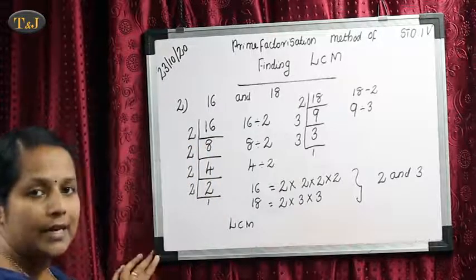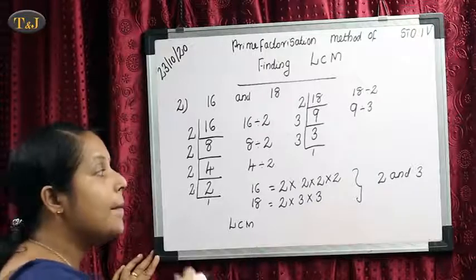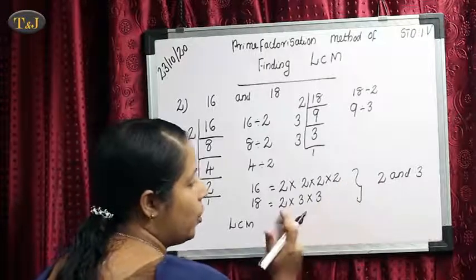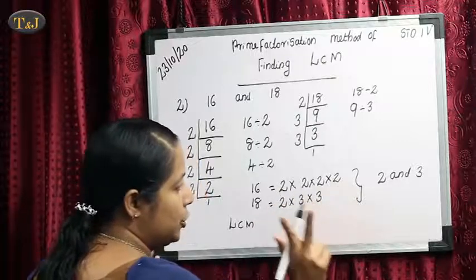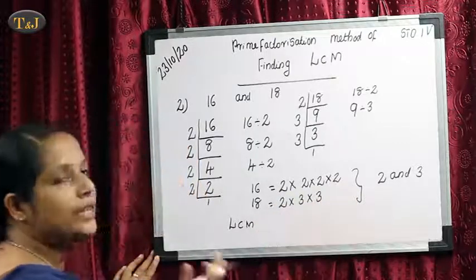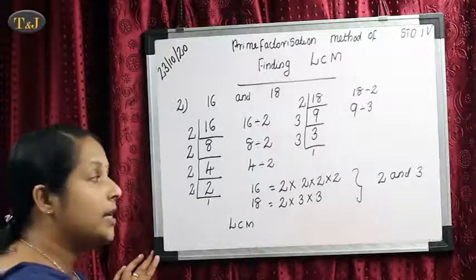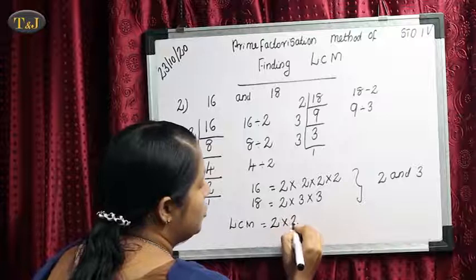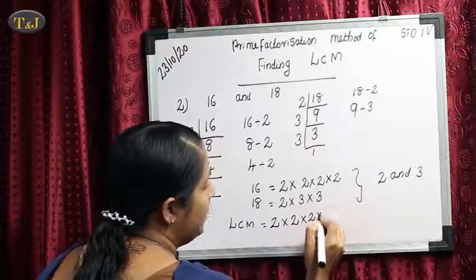So, we want to select which number of times? Yes, maximum number of times. So, our maximum number, 4 or 1? 4 times repeated 2 and 1 time repeated 2. So, we select how many times 2? Yes, 4 times 2. So, we select 2 multiply 2 multiply 2 multiply 2.